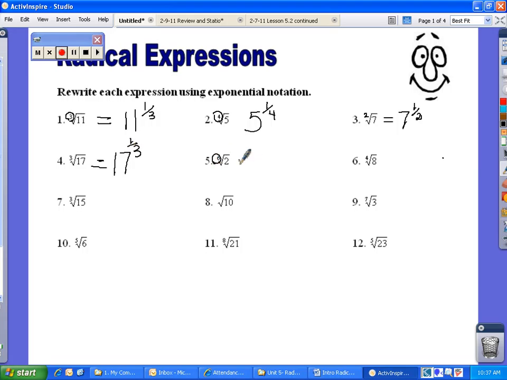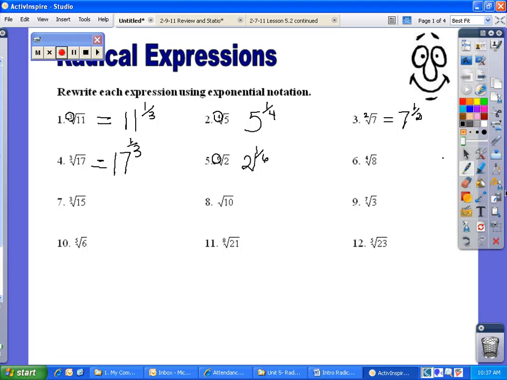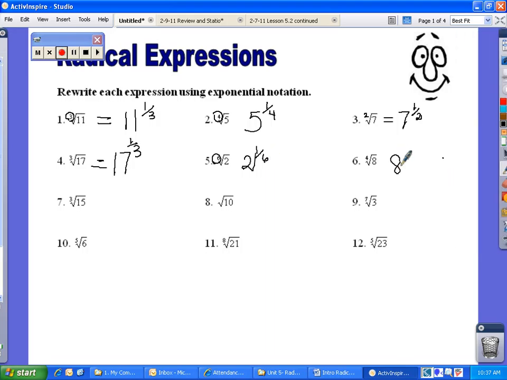Number 5 is 2 to the 1/6 power. Number 6 is 8 to the 1/4 power. Number 7 is 15 to the 1/3 power. Number 8 is 10, again, assuming that's a 2 out here, that's to the 1/2 power.